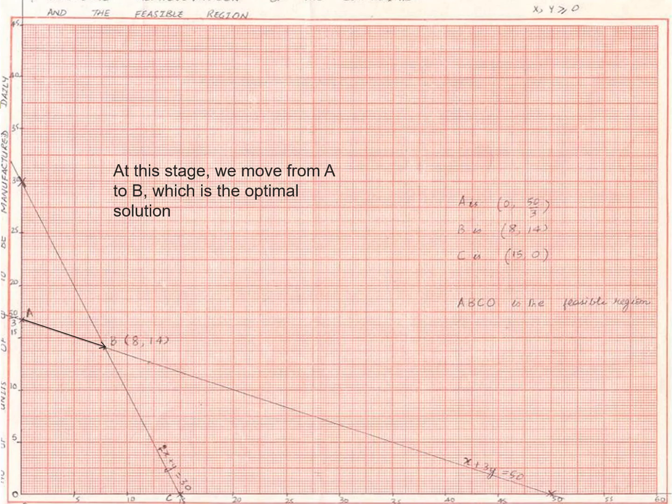Now at this stage, what have we done? When we move from table 2 to table 3, we actually move from point A to point B.